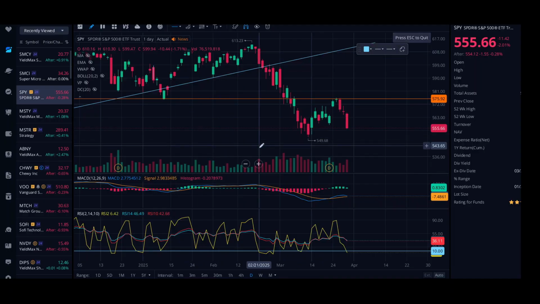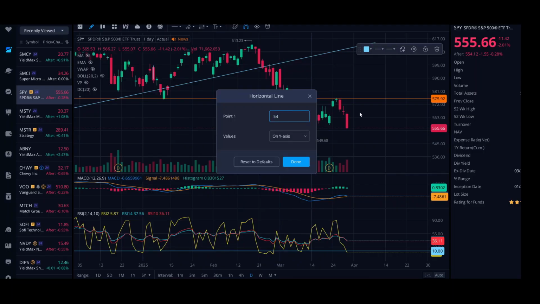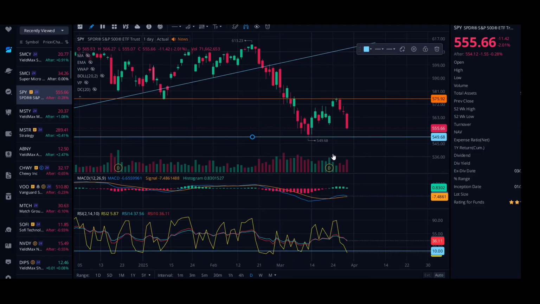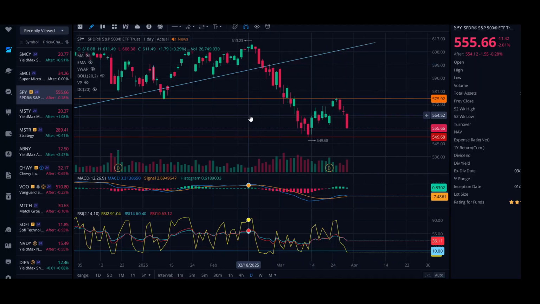Looks like the bears are still pushing it down, and we'll see, do we test this latest low right here, and that's at 549.68. So let's just put it in here at 549.68. So that's our low right there, and we can make that red, just showing that that's a low more visually. And this orange line is our new resistance line.